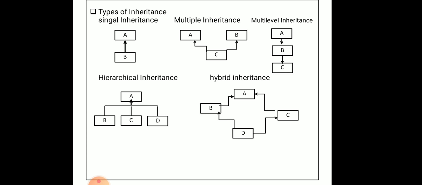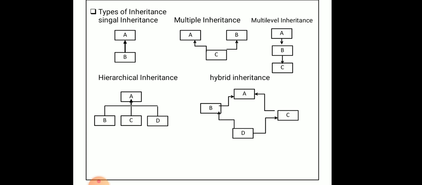Then the fourth one is hierarchical inheritance. In hierarchical inheritance, there is a hierarchy like this. Here, class A is a parent class, and there is more than one child class, meaning class B, class C and class D. All three classes B, C, D inherit the properties of class A. That's called hierarchical inheritance.